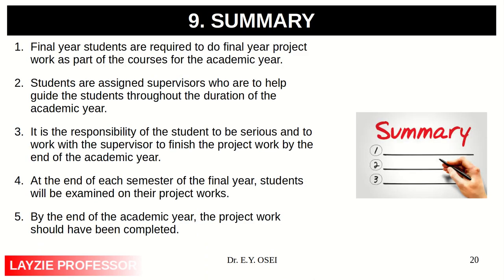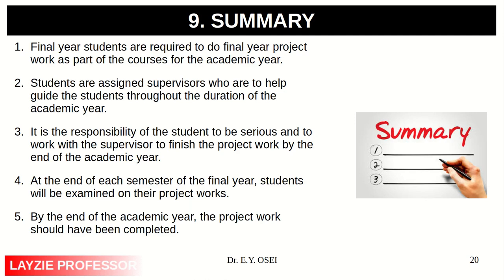So let's summarize what has been discussed so far, which is very simple and straightforward. As a final year student, you are required to do final year projects. This final year project is just part of the courses you have to do, and it's part of the requirements you must fulfill to help you graduate peacefully. And as project students, you'll be assigned supervisors, and these supervisors will help guide you throughout the duration of the project, which is the whole academic year.